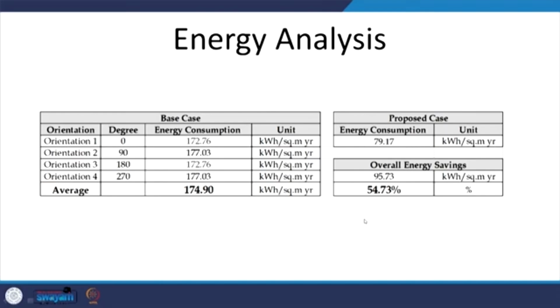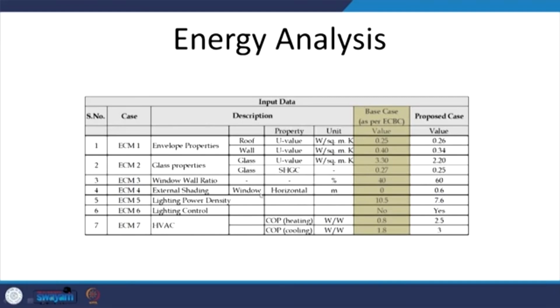However, in real cases, we may not be employing all the energy conservation measures which we implemented or added in the proposed case. So, if we look at the energy conservation measures, we change the envelope properties, we change the glass properties, we change the window wall ratio, we change the external shading, we change the lighting power density, we added the lighting controls, and we also changed the HVAC system.